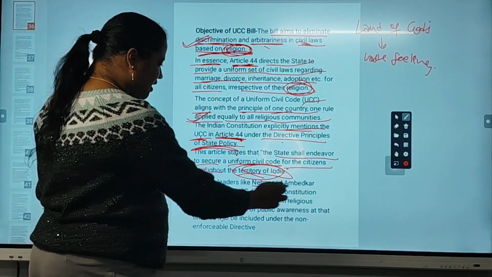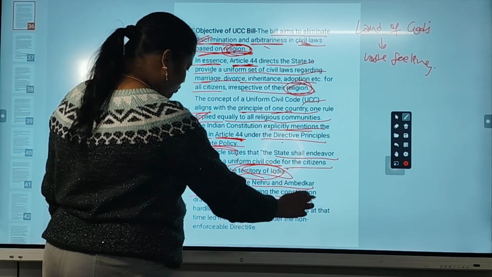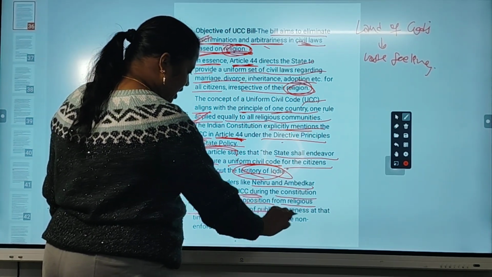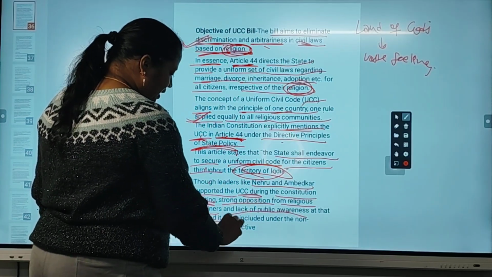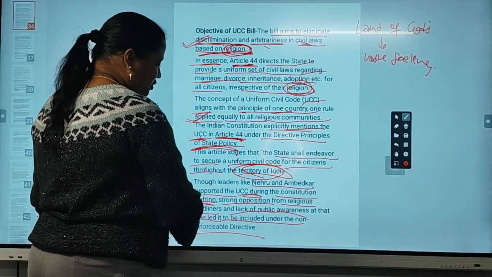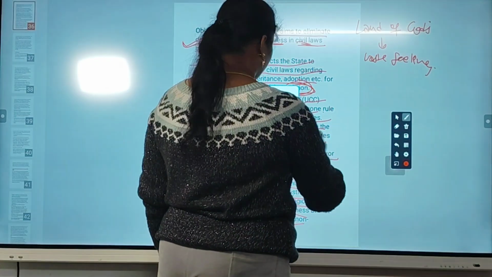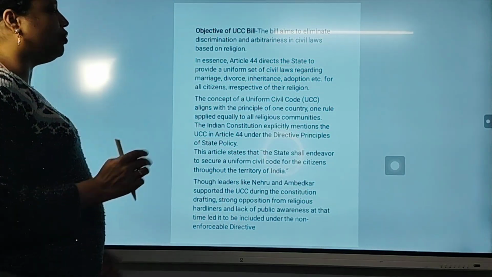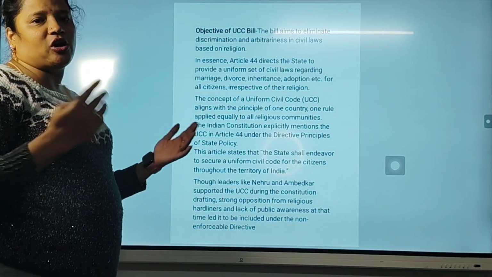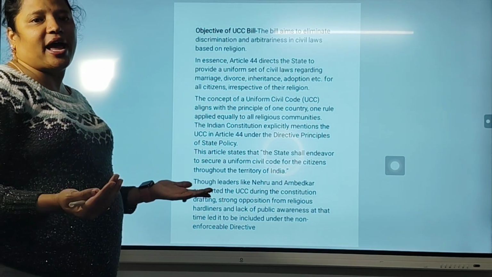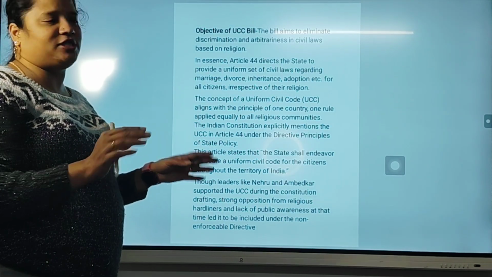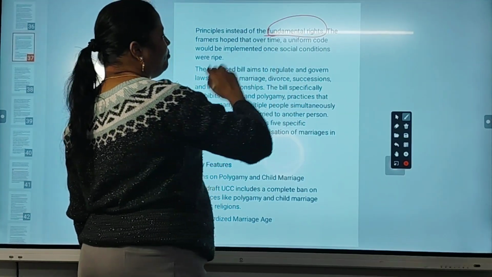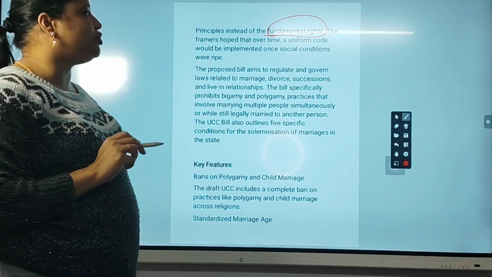Leaders like Nehru and Ambedkar supported UCC during constitution drafting, but strong opposition from religious leaders and lack of public awareness at that time led to it being included under the non-enforceable DPSP. At that time, Nehru and Ambedkar recommended UCC, but due to differences between Congress leaders, and between high caste and low caste people, UCC couldn't be implemented. They wanted it to be implemented as a fundamental right, but that did not happen.